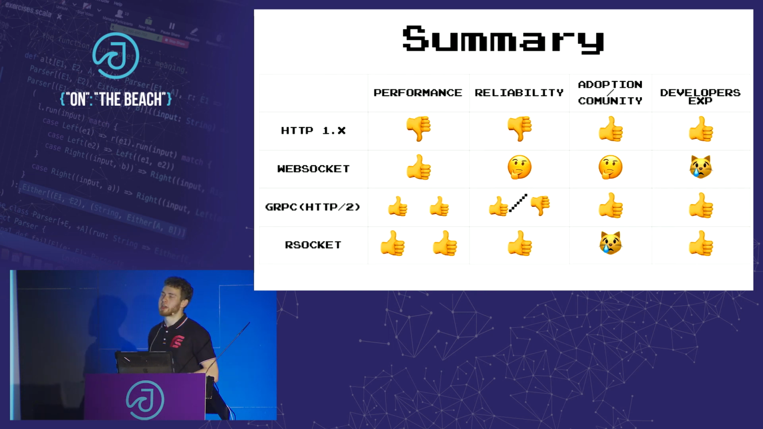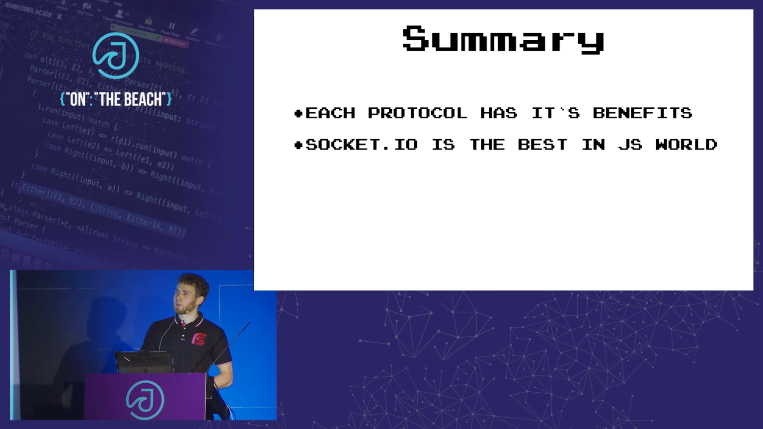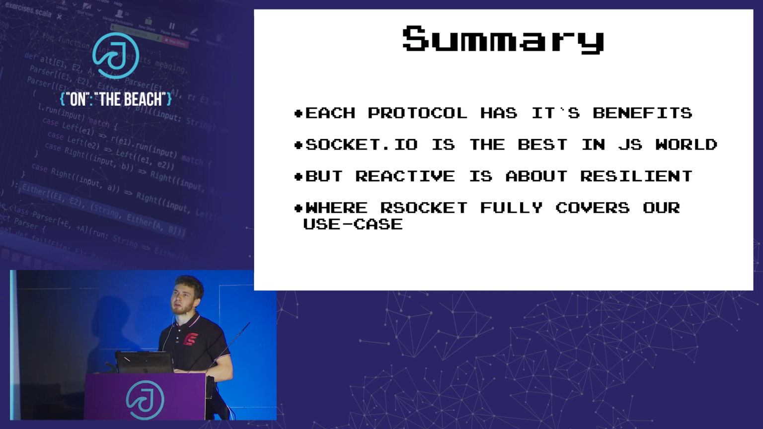Finally, this is the summary table of all protocols. In general, every protocol has its own benefits. For building JavaScript-only communication, of course, Socket.io will be the best because it's designed for the JavaScript ecosystem. For better resilience, because Reactive Systems and Reactive Streams are about resilient communication between microservices, you would probably need RSocket, because this is an amazing solution designed for preserving your stability and providing performance the same as gRPC, for example.